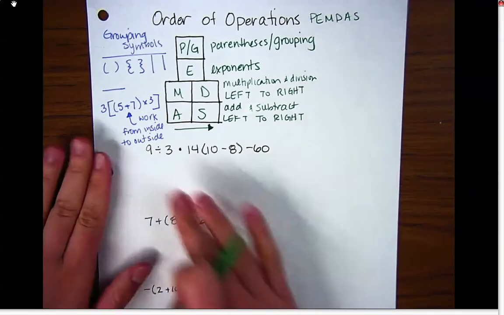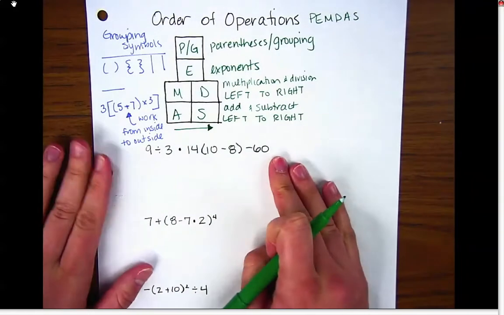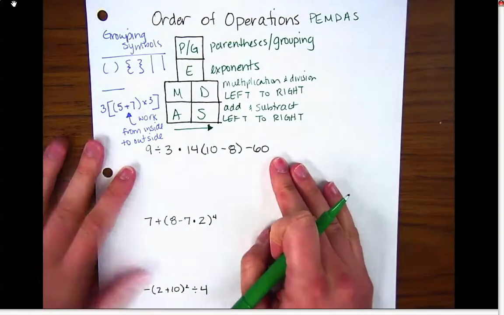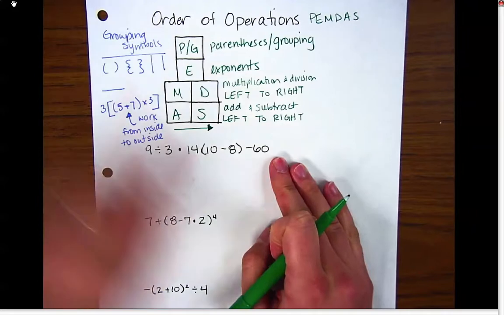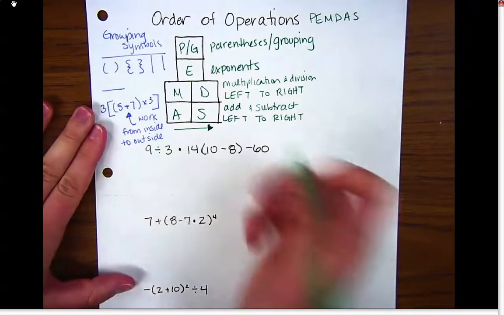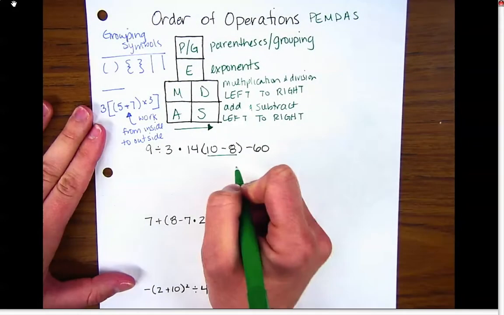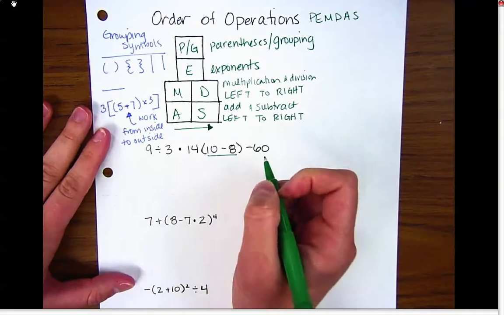So look at this big long string of numbers I have going on here. Where am I going to start? Well, I'm going to go through. Do I have any parentheses? Yes, I have some parentheses. So I'm going to start there, and I'm going to say 10 minus 8.